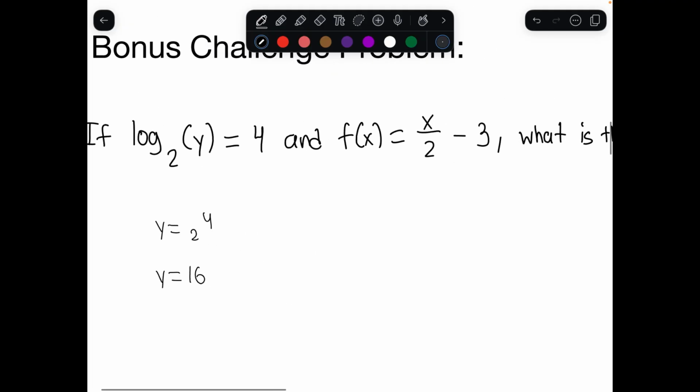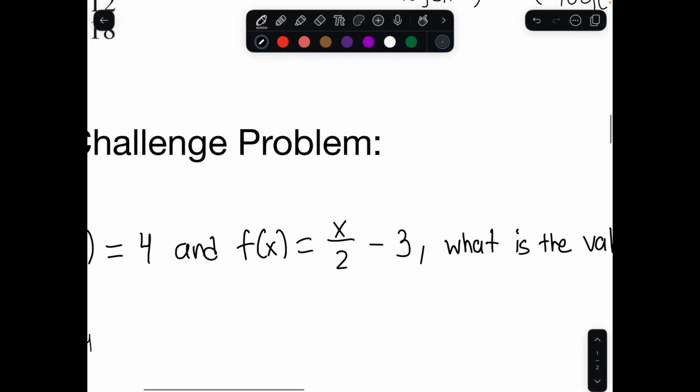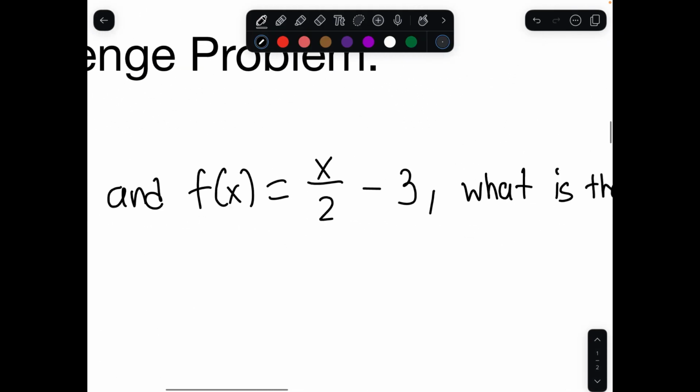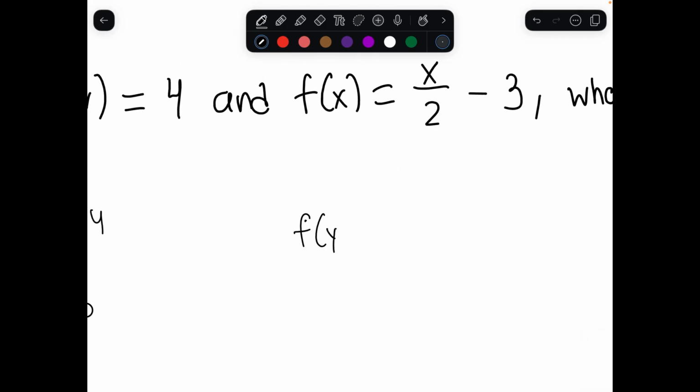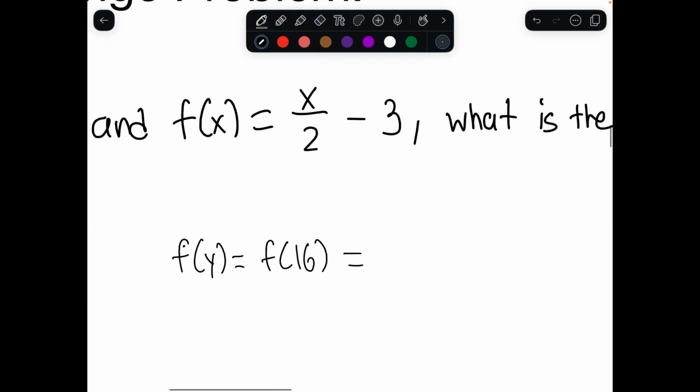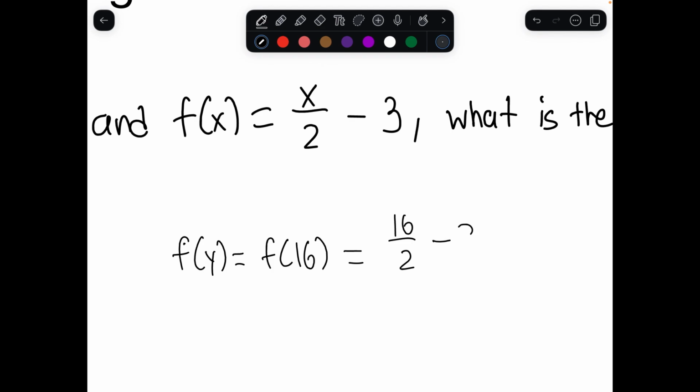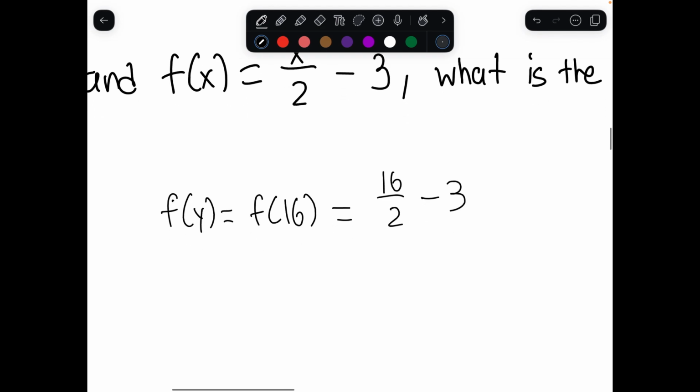Now that we know y, we can plug that in for x here, as it's asking for f of y. So f of y, which is f of 16, equals 16 over 2 minus 3, which simplifies to 5. So that means f of y equals 5.